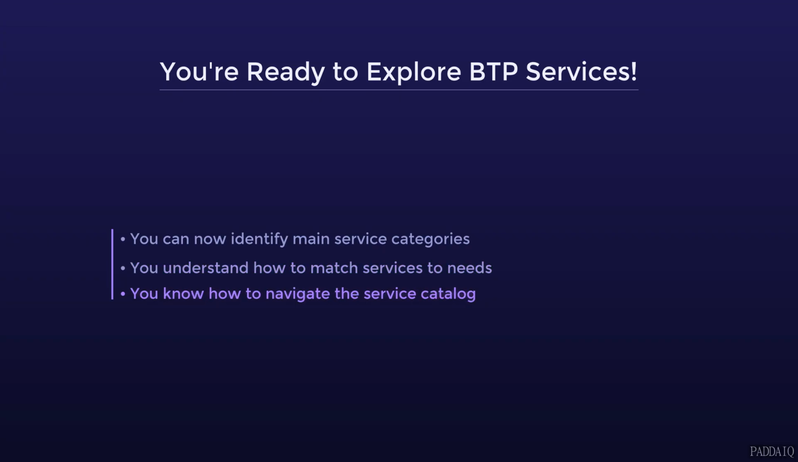You know how to navigate the service catalog. This means you can find and select the right BTP tools for your needs. For instance, if your company needs a database, you'd search the catalog to find SAP HANA Cloud and enable it. This skill ensures you efficiently build solutions with the correct services.